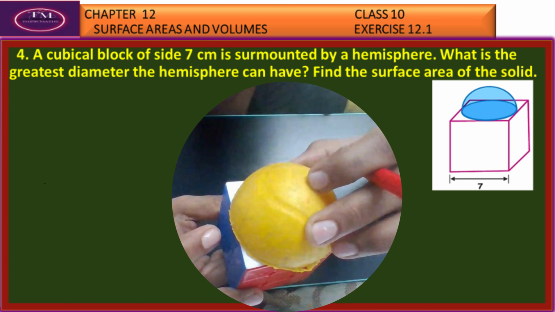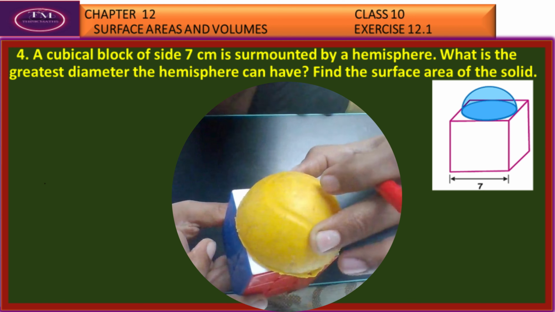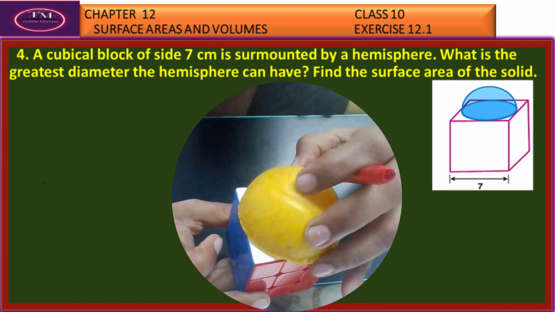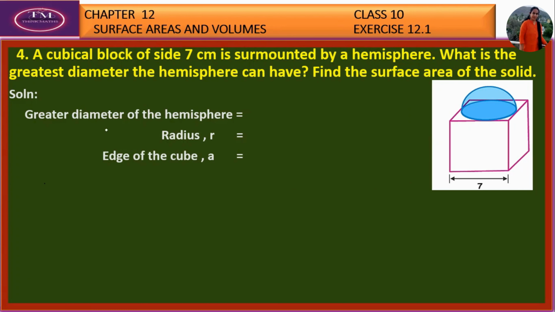So this is the required surface area of the solid. Now let us calculate the values. Now we found that the greatest diameter of the hemisphere is the side of the cube, which is 7 centimeter. So the greatest diameter is 7 centimeter. So the radius will be equal to 7 by 2. 7 by 2 is equal to 3.5 centimeter.